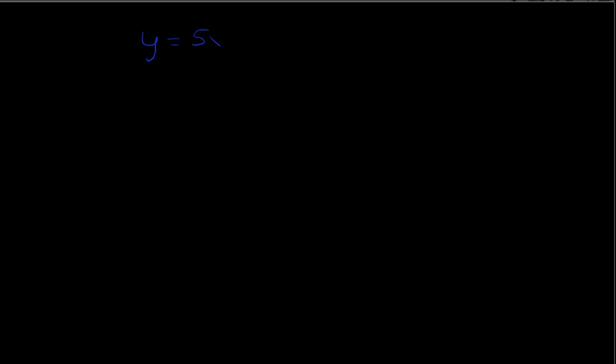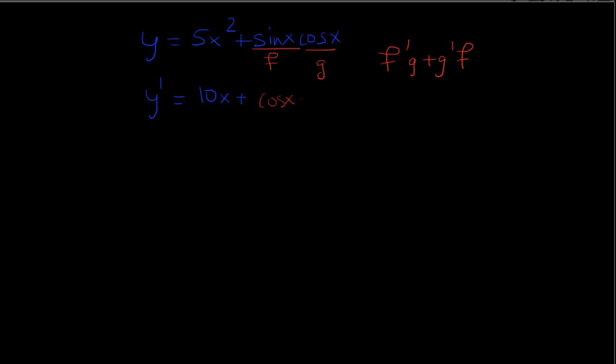y is equal to 5x squared plus sine x times cosine x. The derivative of 5x squared is just 10x. For sine times cosine, we're going to let sine be f, cosine be g. That's going to be f prime g plus g prime f. The derivative of sine is cosine. g is cosine. Now the g prime is the derivative of cosine, which is negative sine. f is sine.